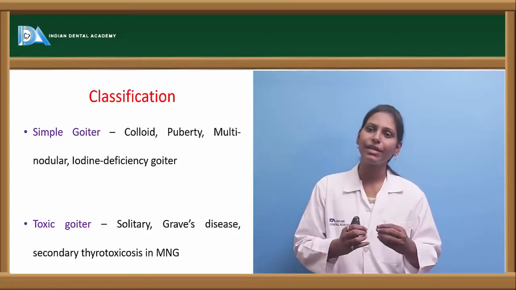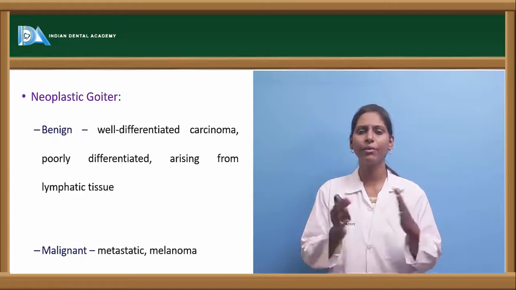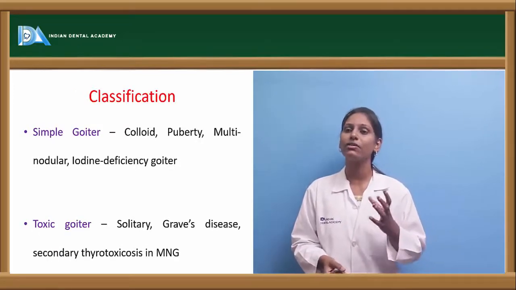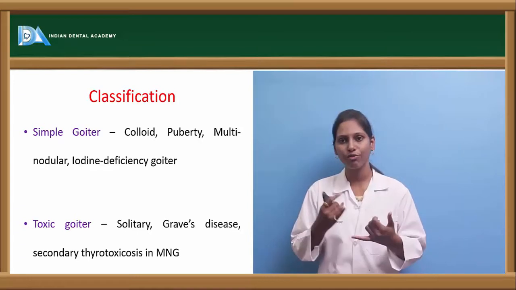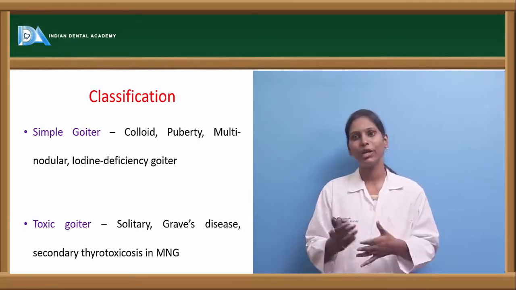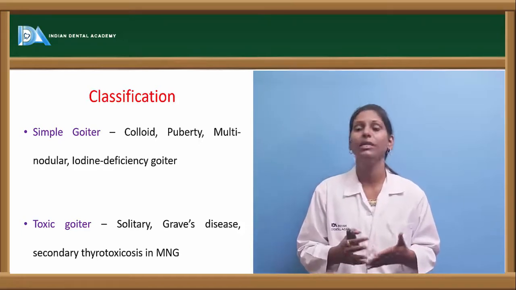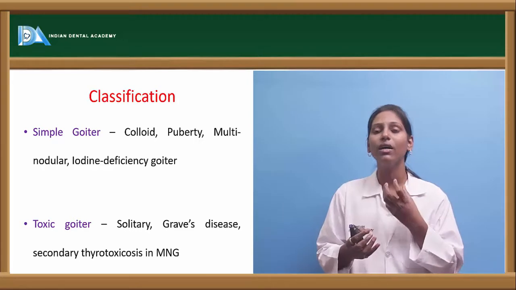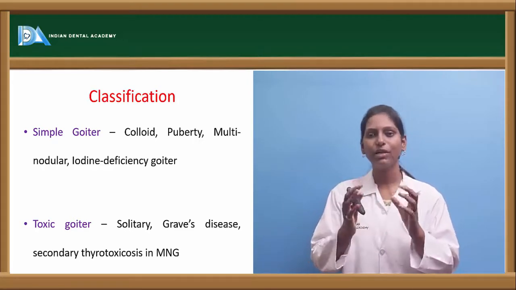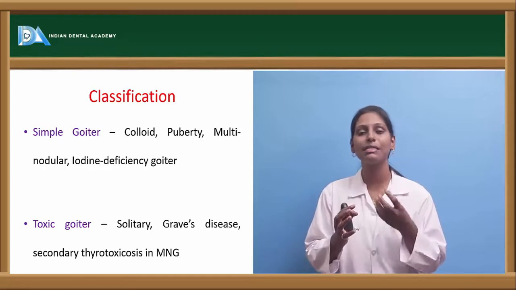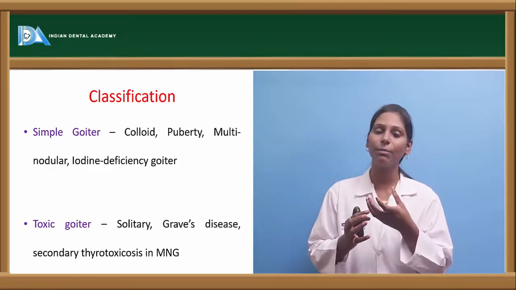Coming to the classification of goiter, we have a broad range of classification where simple goiter again has a classification of colloid goiter, puberty goiter, multinodular goiter, or iodine deficient goiter. The simple goiter is the one which is most frequently seen. Usually a solitary or multiple nodular swelling will be seen, especially in the thyroid region, in the anterior part of the neck.